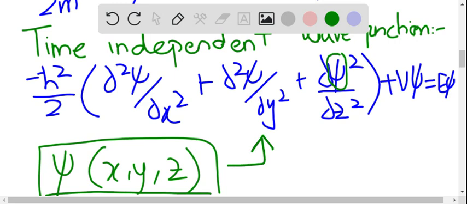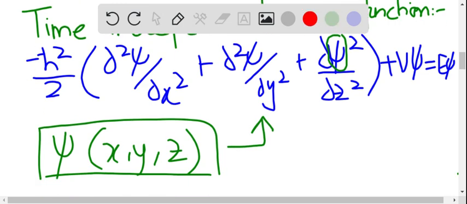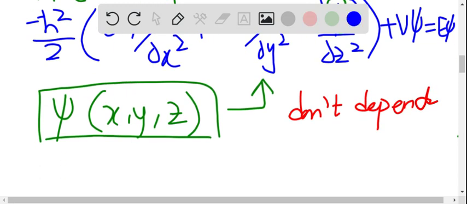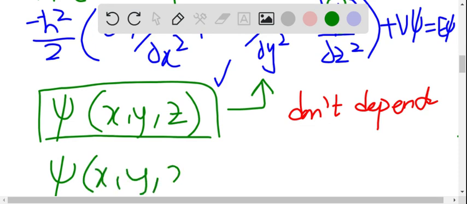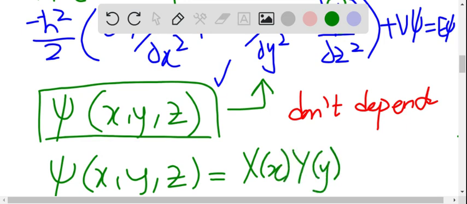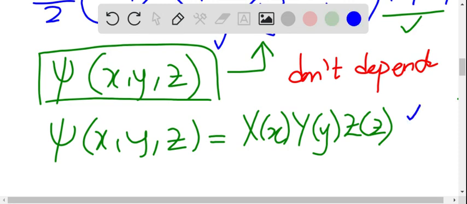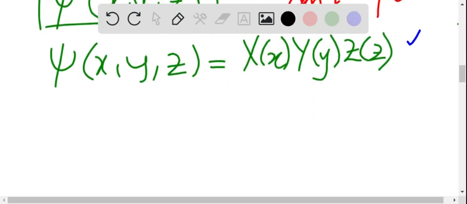And since this x, y, and z do not depend on each other, it means that we can safely separate it. So this would become psi of x, y, z is equal to X of small x, Y of small y, Z of small z, right? So the next step is to rewrite this equation according to this equation, right? So we would have an equation that looks something like this.